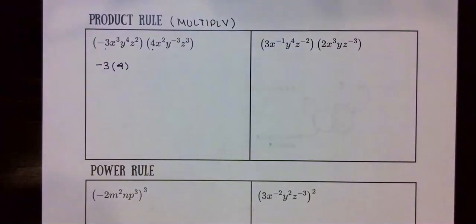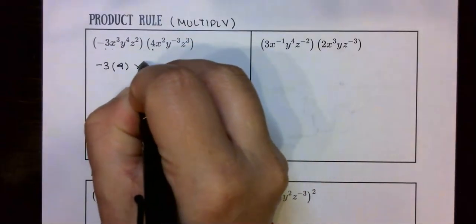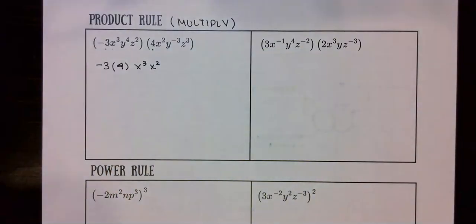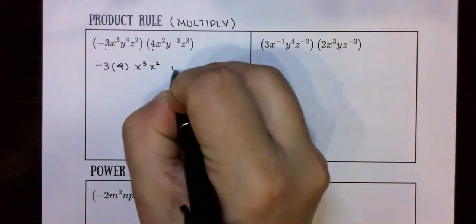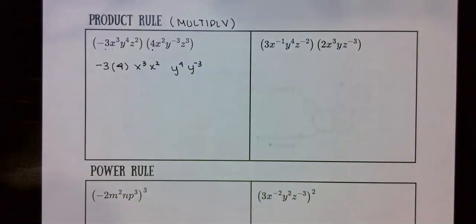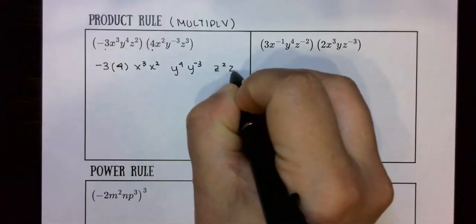so we know that we're going to multiply the big numbers. The next thing I'm going to ask you to do is put all your variables next to each other. I can already see I have two x's, x to the third and x to the second. So I'm going to take all the x's and put them next to each other. I'm going to do the same thing with the y's. I have y to the fourth and y to the -3. We're not going to worry about negatives right now because we want to put the y's together first. And then we're going to do the same thing with the z's: z to the second and z to the third.